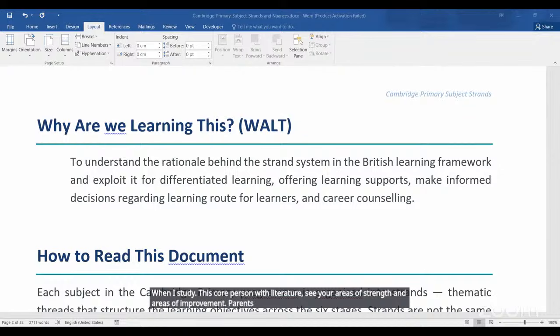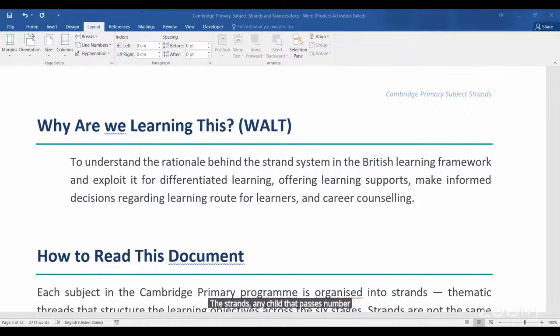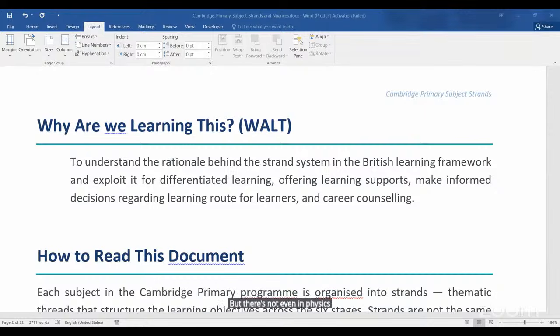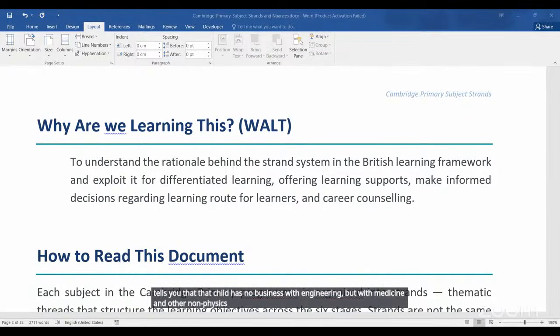Parents will not force their children to do a program in university or choose a program in the upper secondary, because any child that passes number, passes statistics, but does not pass geometry and measure, has no business with engineering, with medicine. Under science, a child that passes biology and chemistry but does not do well in physics, tells you that child has no business with engineering, but with medicine and other non-physics related programs in the university.